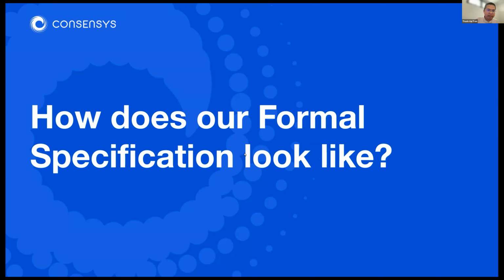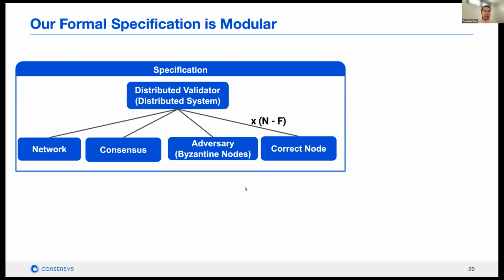So I guess that everyone can see my screen. And now I'm going to show you what our formal specification looks like. Instead of a big single file, we want to split our formal specification into smaller files. And here you can see on the slide, there are many boxes, and each box becomes one module in our specification.